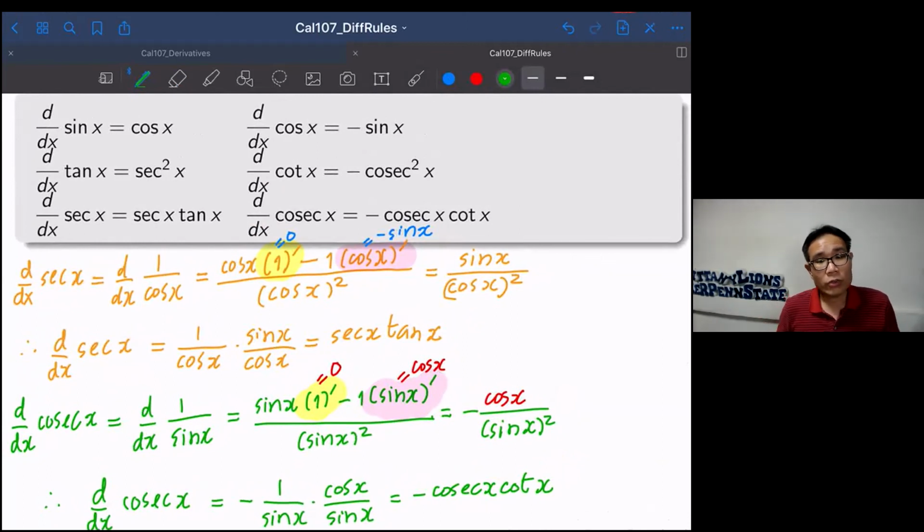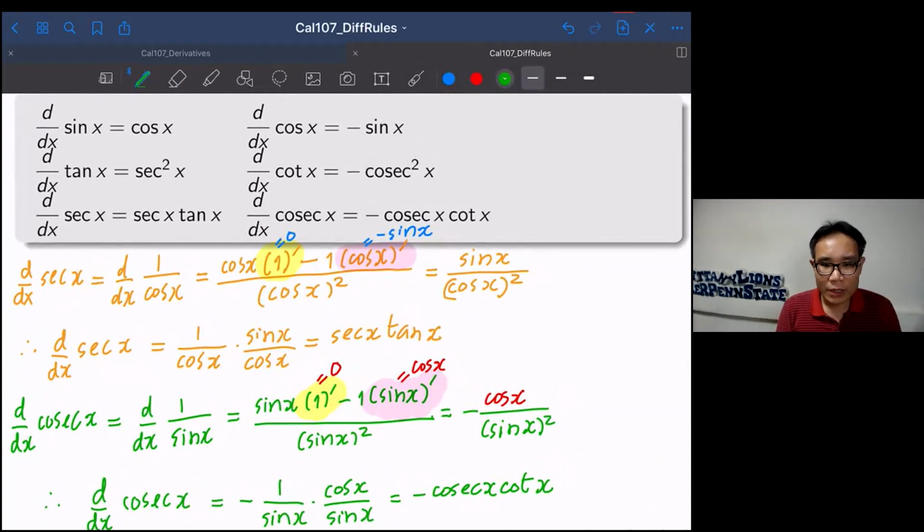So that's all. Next time we're going to talk about higher order derivatives, and we're going to talk about the most important technique for finding derivatives, which is called the chain rule. So I'm going to stop here.